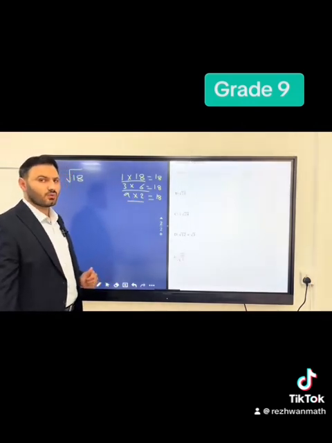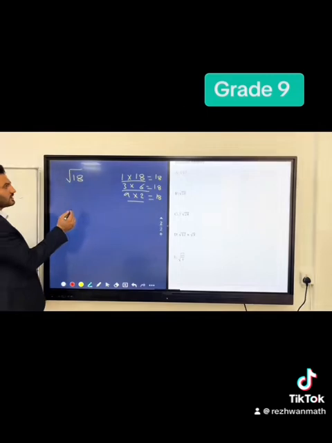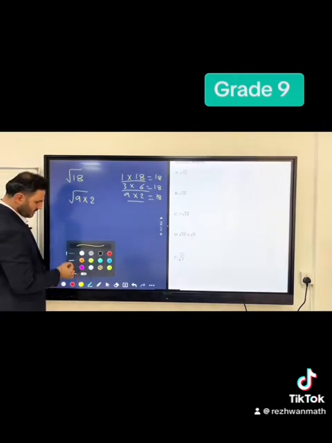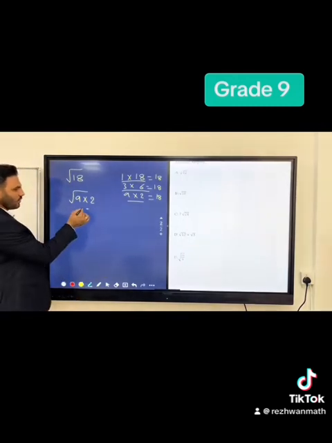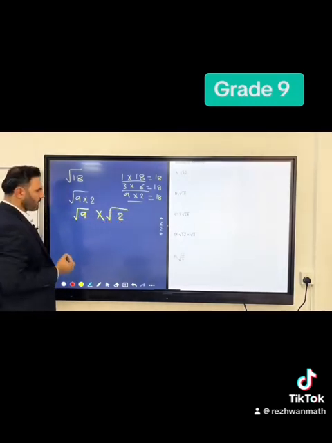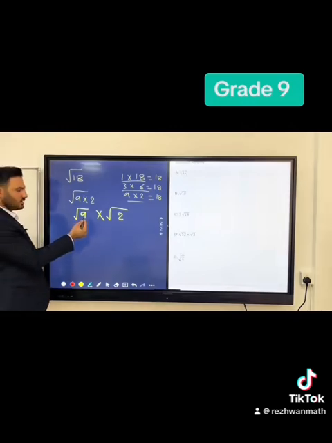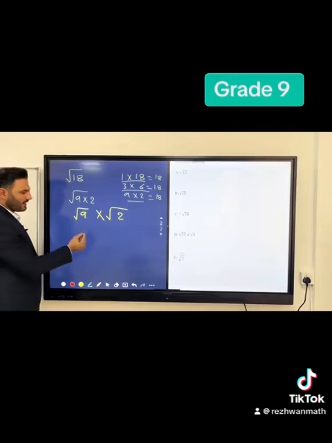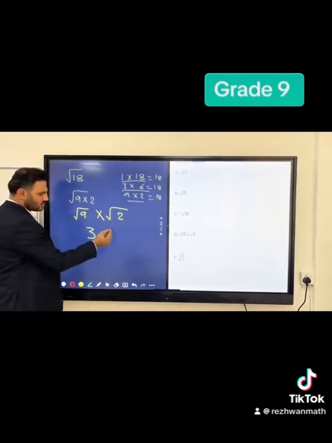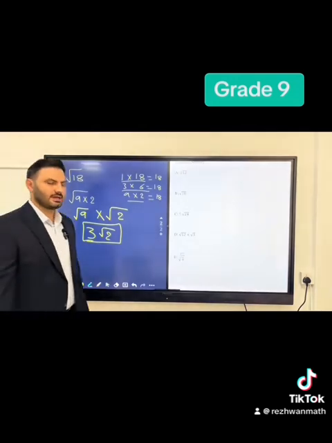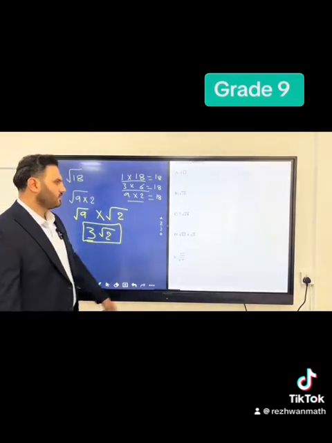Because 9 is a perfect square, we have to choose 9 times 2 instead of 18. Now we write 9 times 2. Then we distribute the square root for both numbers. Because 9 is a perfect square, we have the square root of a perfect square. The square root of 9 is what? 3 square root 2. Now we can say the simplest form of square root 18 is 3 square root 2.